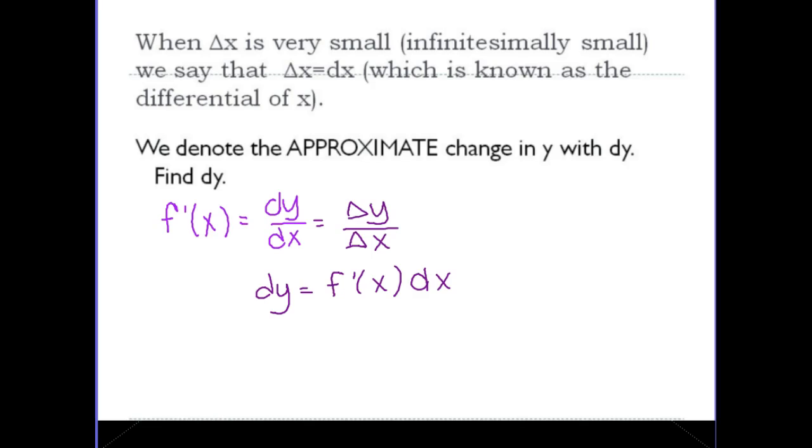F prime of x can also be written as dy dx, which is also kind of like saying the differential of y over the differential of x. And now we're going to rearrange these terms again. So the differential of y is equal to the slope times dx.